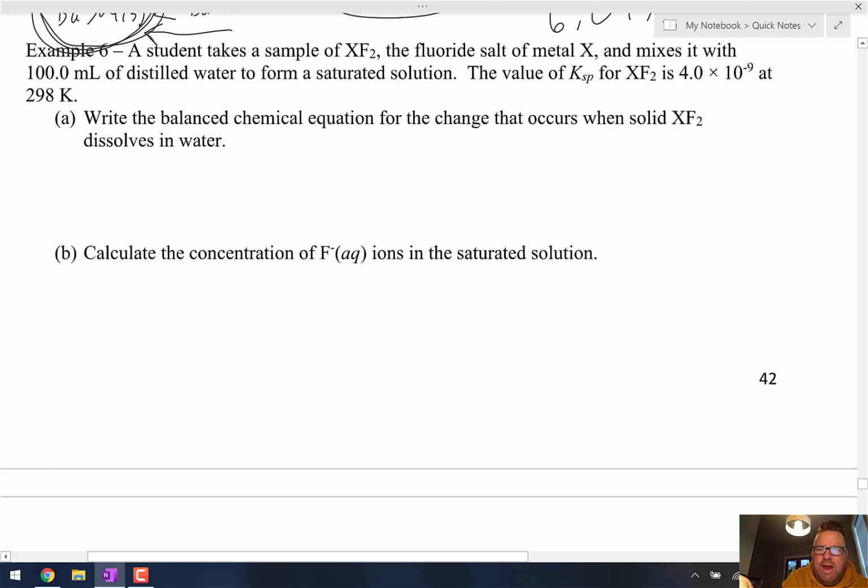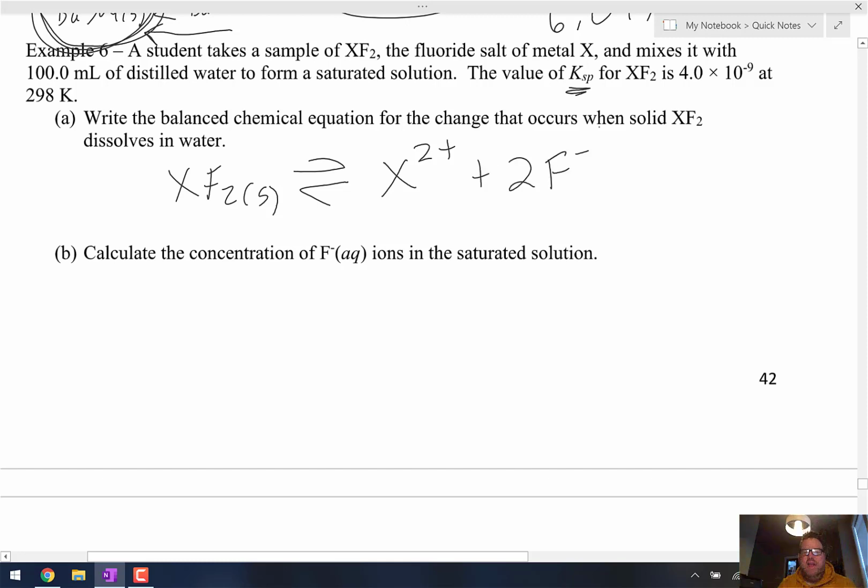Okay, and if they're giving you a KSP value, you know that's going to be something that is insoluble. So it's going to be XF2, and you don't have to put the solid in there, is in equilibrium with X. If fluorine is -1 and there are 2 of them, that means X has to be 2+, and then 2 F minuses as your products. Certainly those would both be aqueous, but you didn't have to put that there to get the credit.